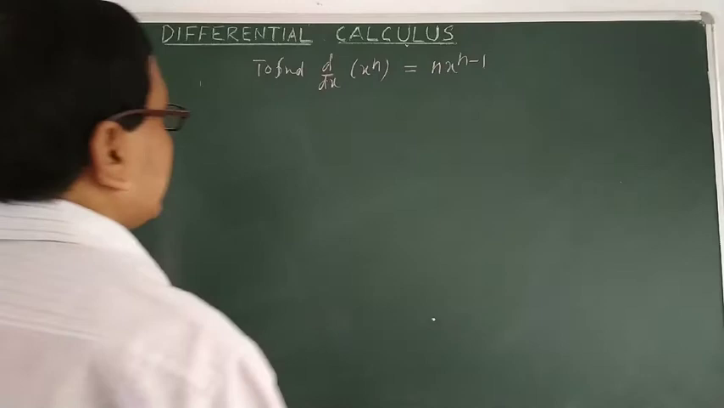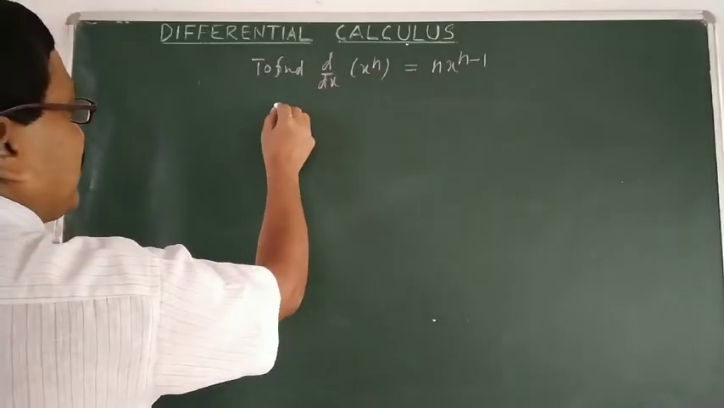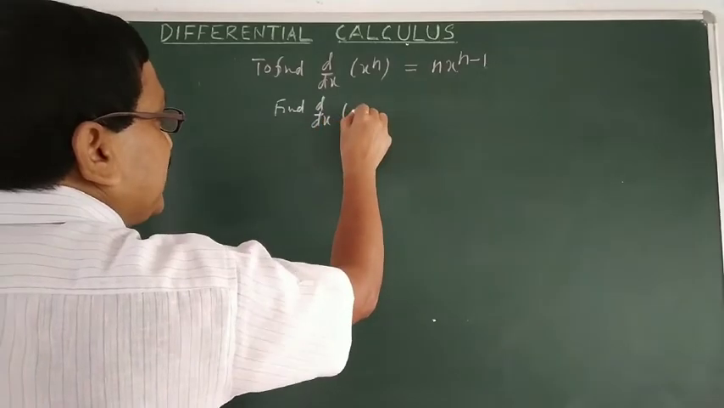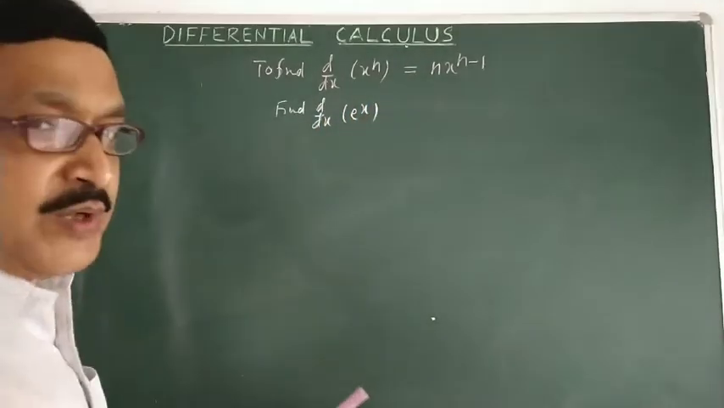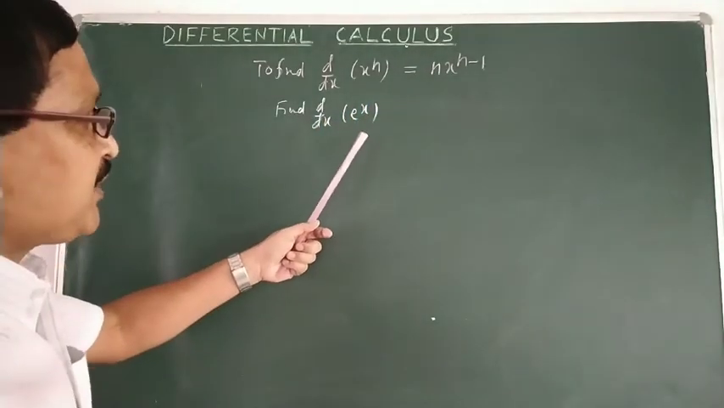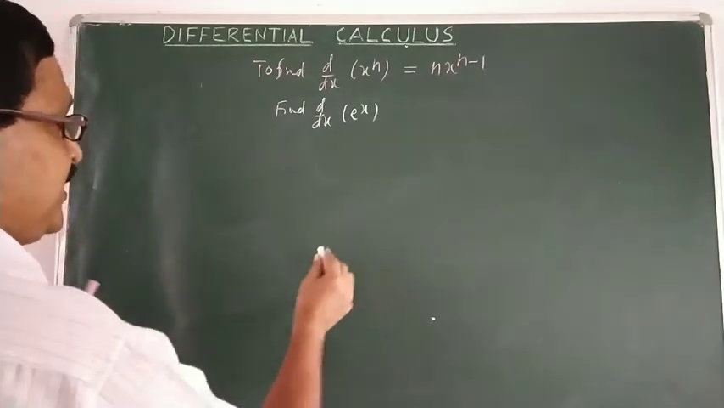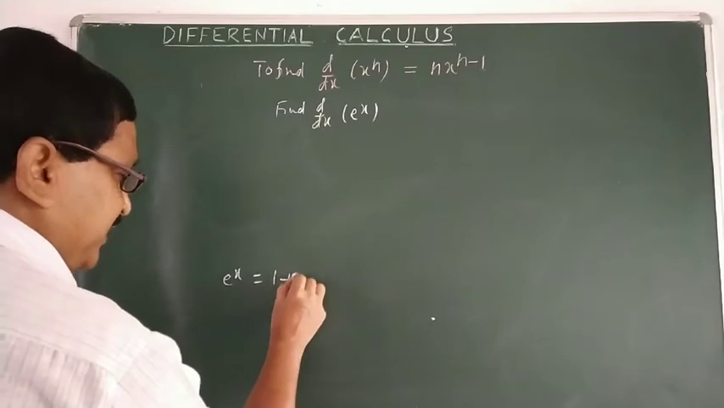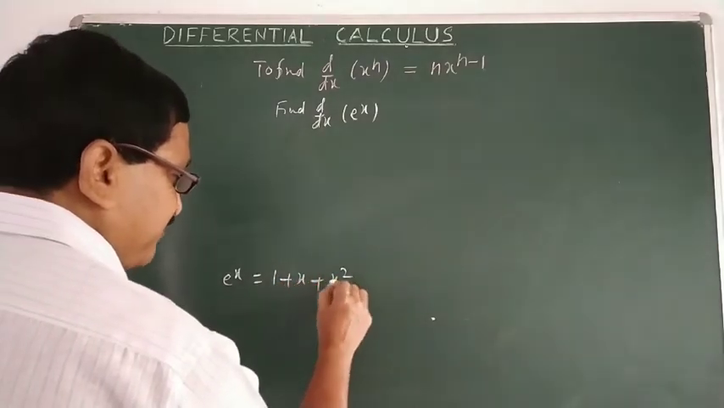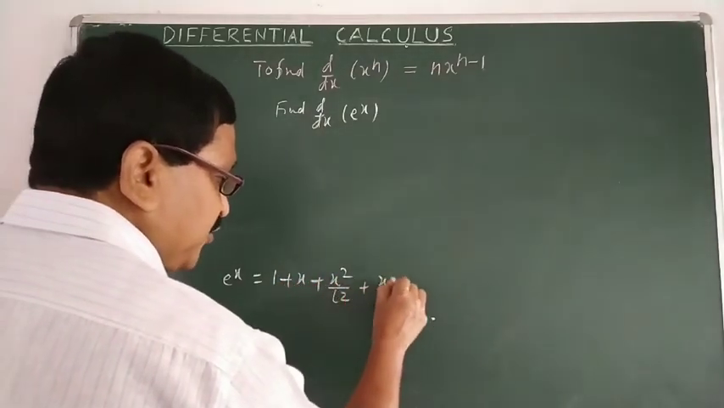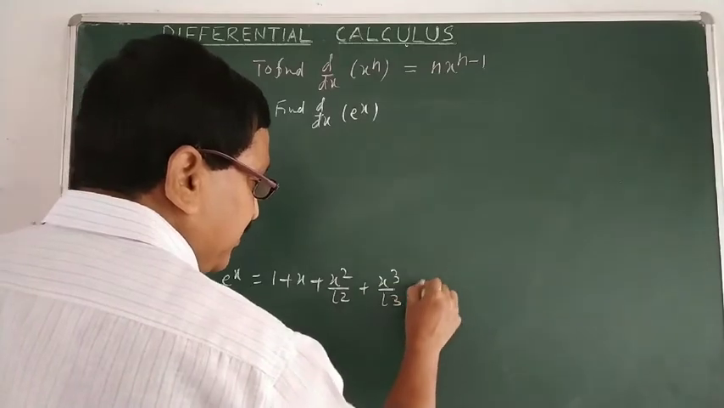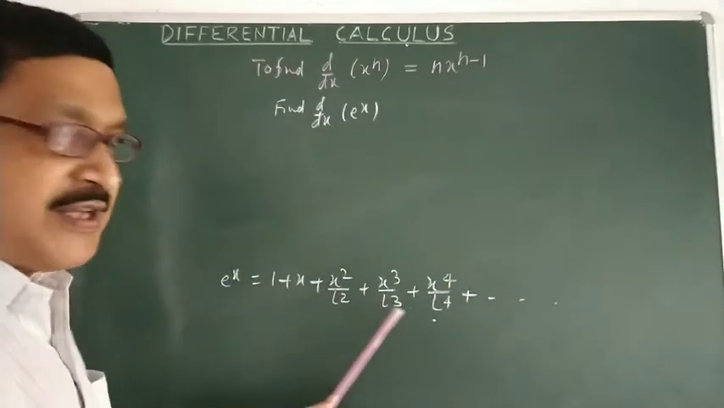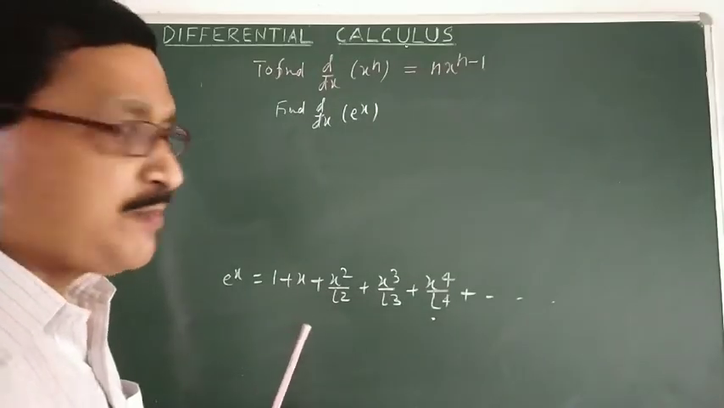Now after knowing this, let's find d by dx of e to the power x. Students, I have already told you what e^x is. e^x is equal to 1 plus x plus x square by factorial 2 plus x cube by factorial 3 plus x^4 by factorial 4 and so on. This is the expansion of exponential e to the power x.